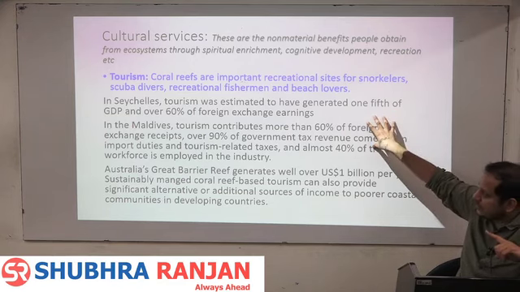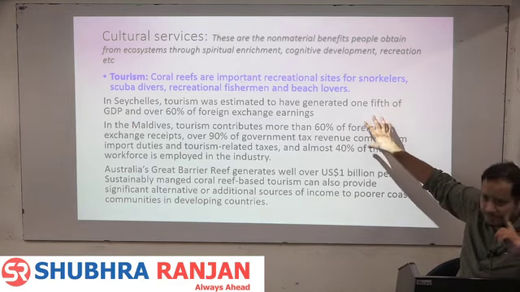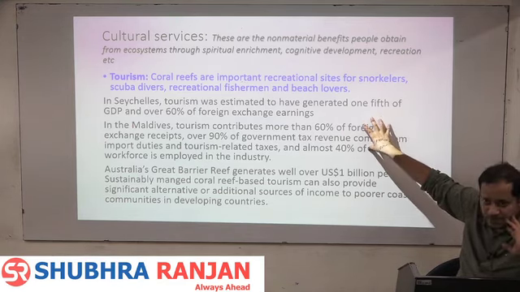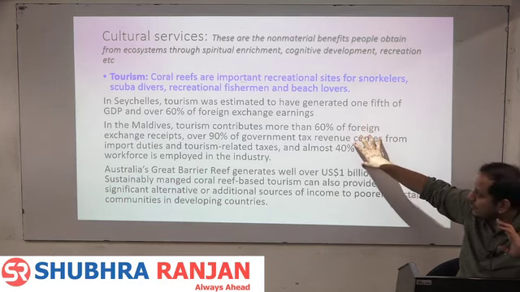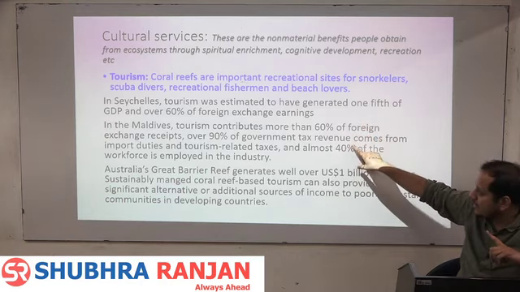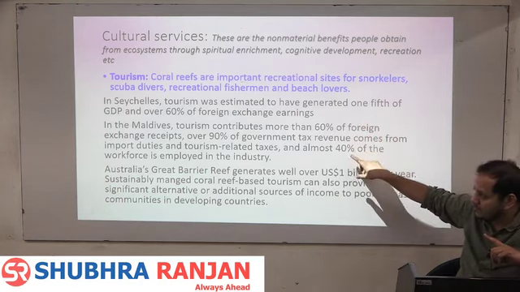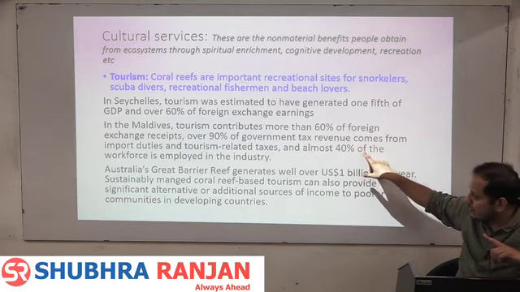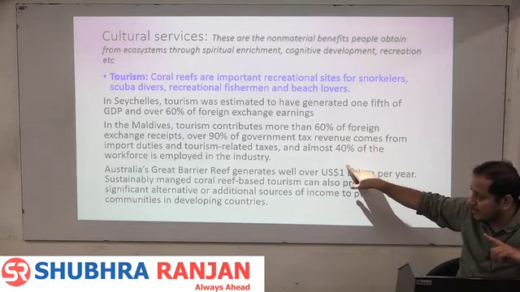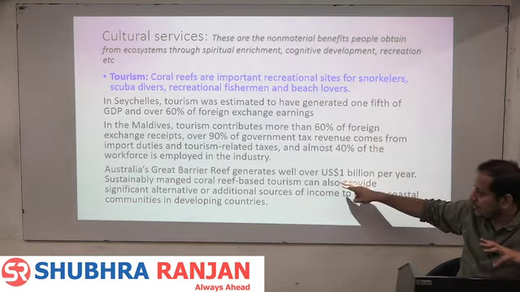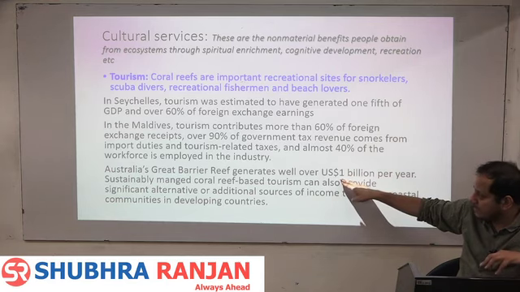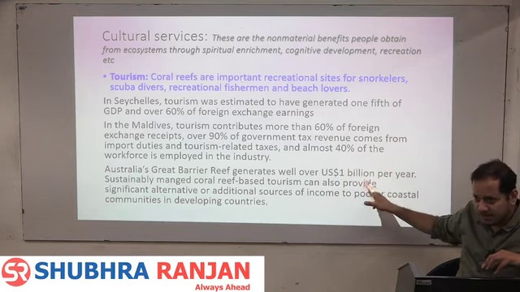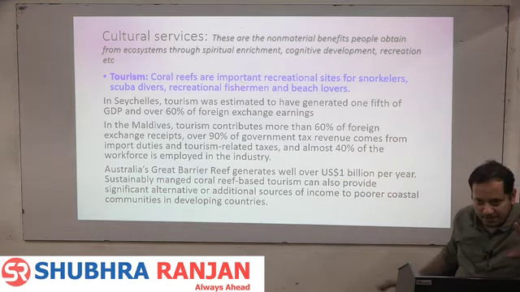Example, Seychelles tourism was estimated to have generated 1/5 of the GDP and 60% of foreign exchange. Maldives, over 90% of the government tax revenue comes from import duties and tourism related taxes, and almost 40% of the workforce is employed. Any one example will do. The Great Barrier Reef generates $1 billion per year. Fine.